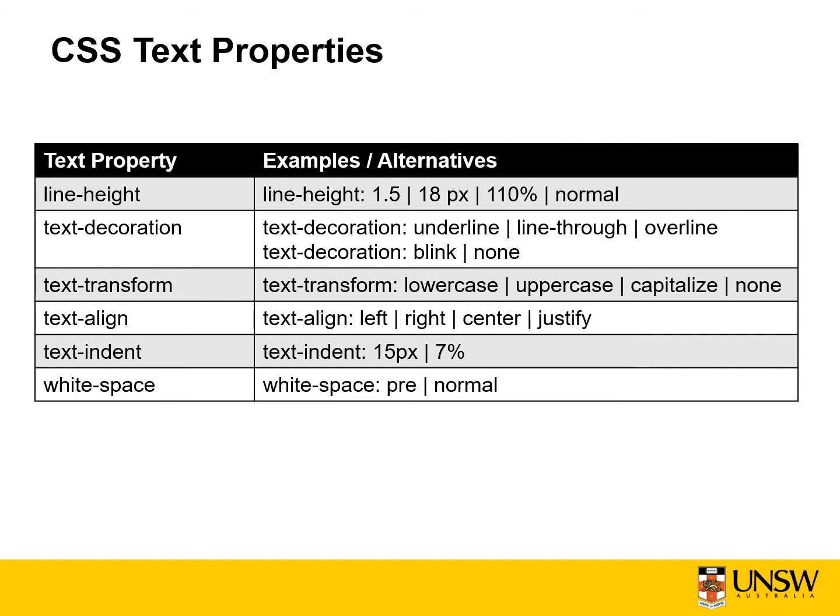Other text properties are line height, text decoration, text transform, text align, text indent, and white space. Line height property is used to define the space between the text lines. Text decoration is used to add underline. Text transform makes all the letters lowercase or uppercase. Text align changes the alignment of the text to left, right, or center. Text indent is used to start a line with an indent.